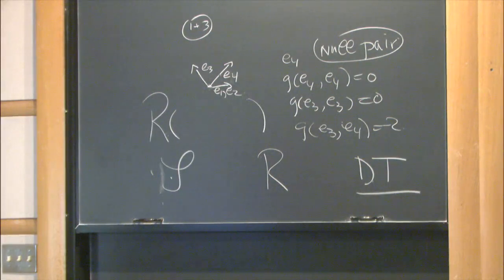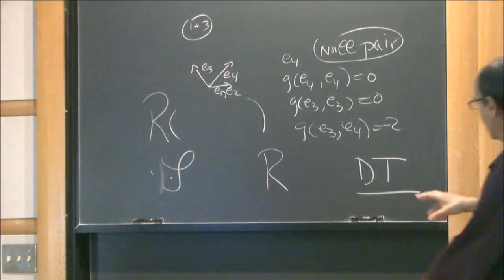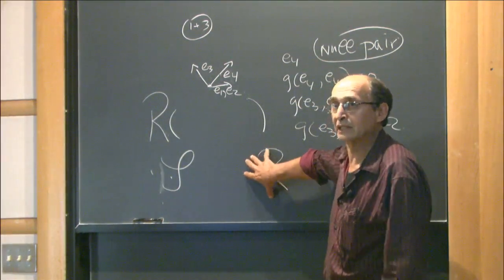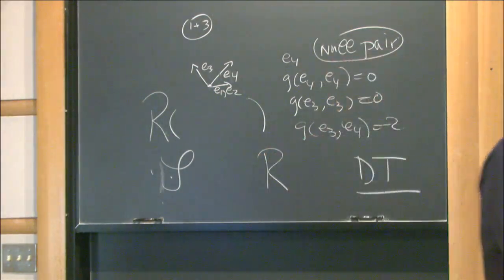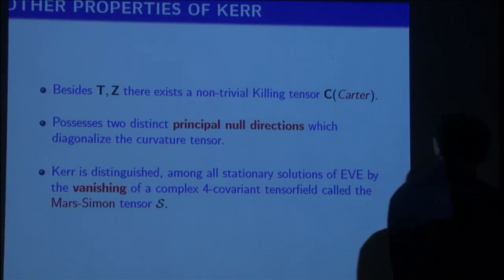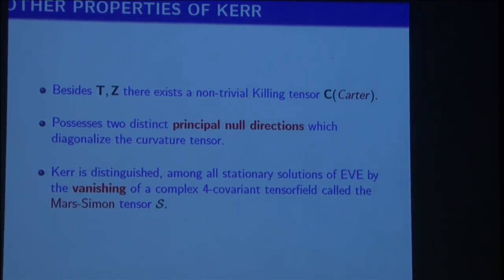So in a sense, this is like the Riemann curvature tensor in Riemannian geometry. The Riemann curvature tensor identifies the Euclidean space, the trivial space. The same thing here: the Mars-Simon tensor identifies a Kerr solution.